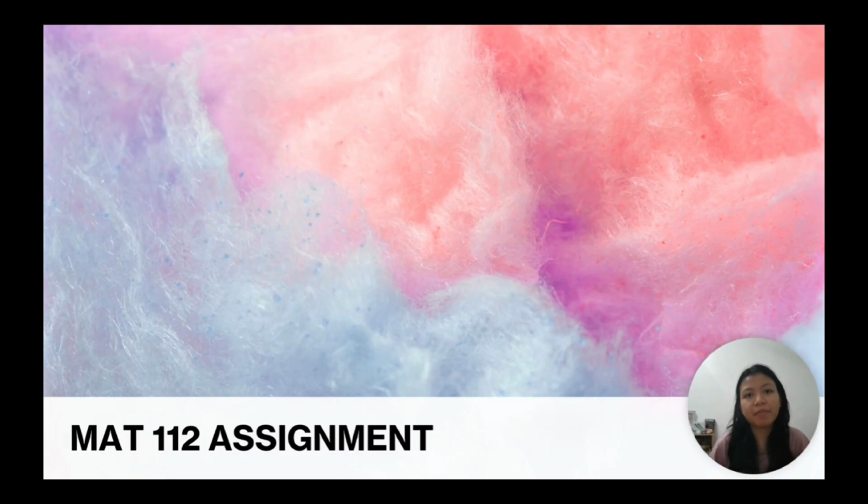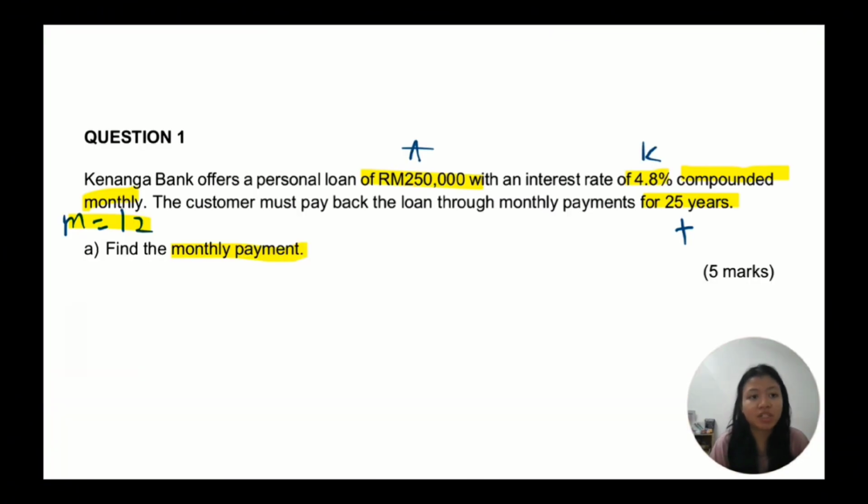Hello everyone, my name is Nuna Minili and today I'm going to show you guys how to answer question 1 part B. So let's read the question. Kenanga Bank offers a personal loan of 250,000 ringgit with an interest rate of 4.8% compounded monthly. The customer must pay back the loan through monthly payment for 25 years. A. Find the monthly payment.